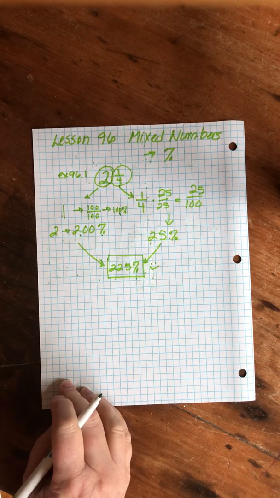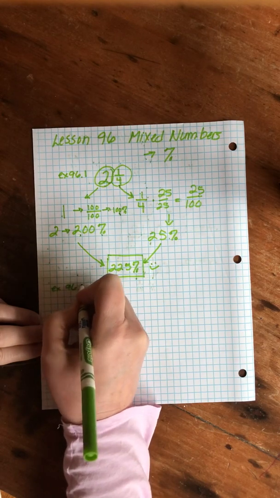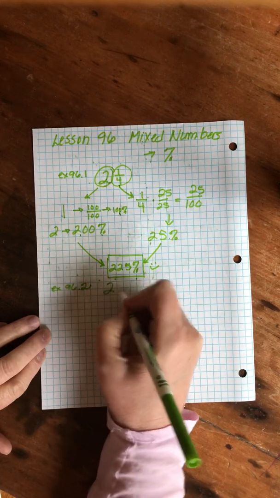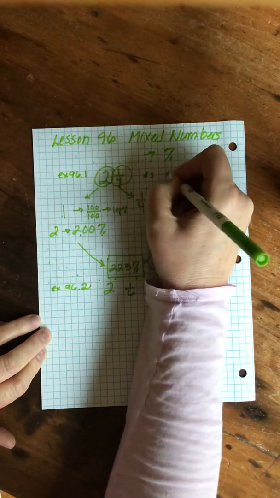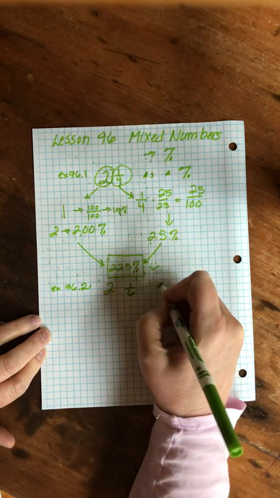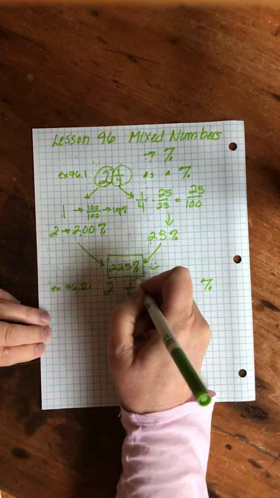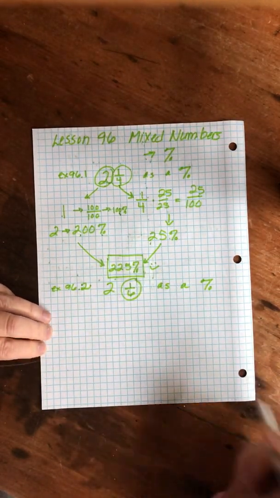Now let's try the one other example in this lesson, and it is: write 2 1/6 as a percent. Okay, we're going to do it the same way. I like to deal with the fraction first because that's usually more work. Let's get it out of the way.